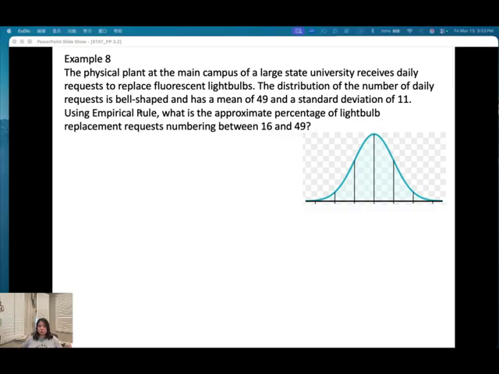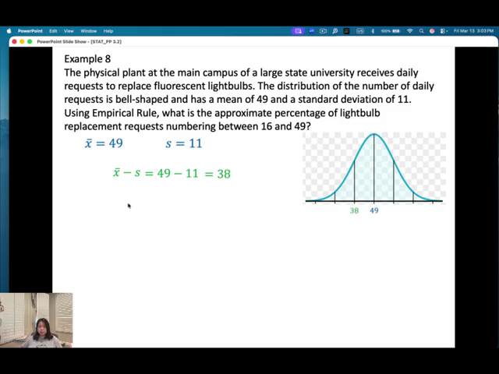So first, we know the mean will be 49, standard deviation will be equal to 11. And then mean 49, that will be in the middle here. Okay, and then we want to find out from 16 to 49. So basically, we just need to figure out the numbers here. First, we calculate the mean minus 1 standard deviation, which is gonna be 38. So we have a 38 here.